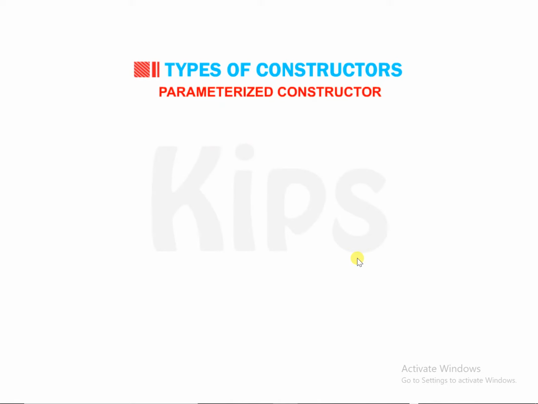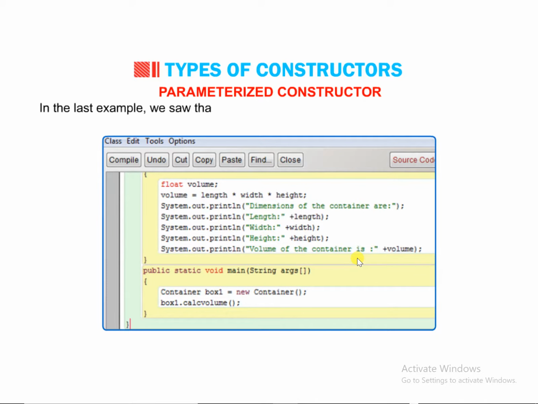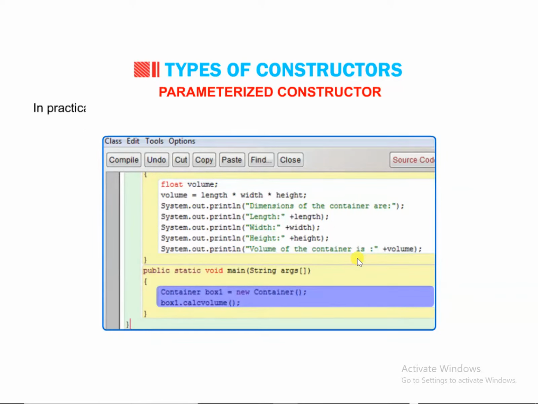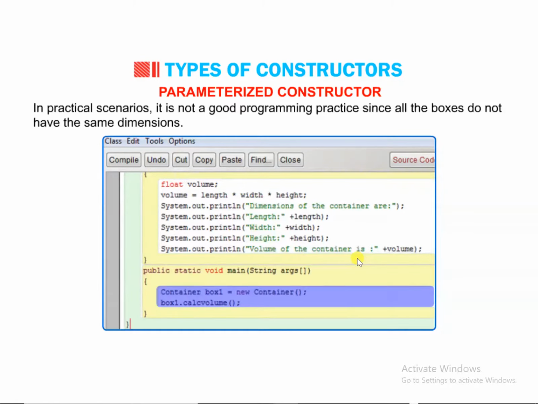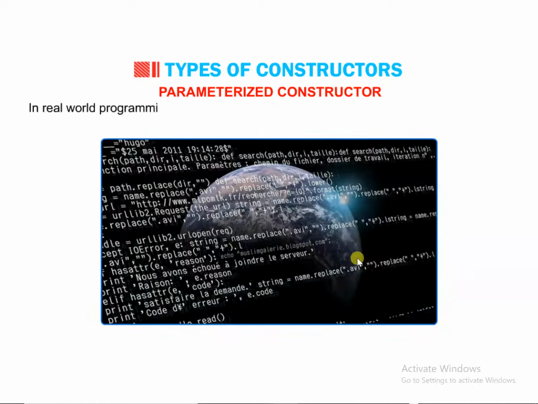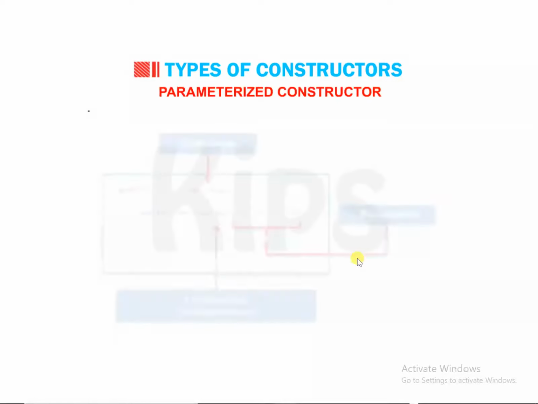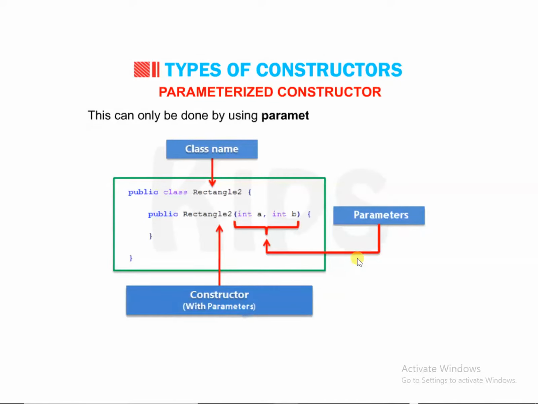Parameterized constructor. In the last example, we saw that the constructor initialized the data members for the box1 object. In practical scenarios, it is not a good programming practice since all the boxes do not have the same dimensions. In real-world programming, the program should work in a flexible manner so as to allow the user to construct objects having various dimensions. This can only be done by using parameters within the constructor.